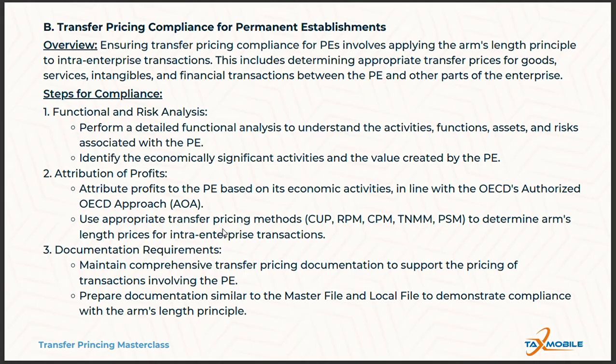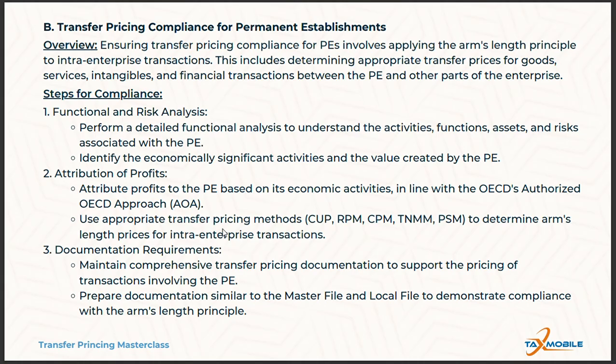So step 3 now will be documentation requirements. Enterprise transactions involving permanent establishment must be supported by detailed transfer pricing documentation. This documentation should demonstrate compliance with the arm's length principle and justify the prices assigned to the goods or services exchanged between the permanent establishment and its parent company.